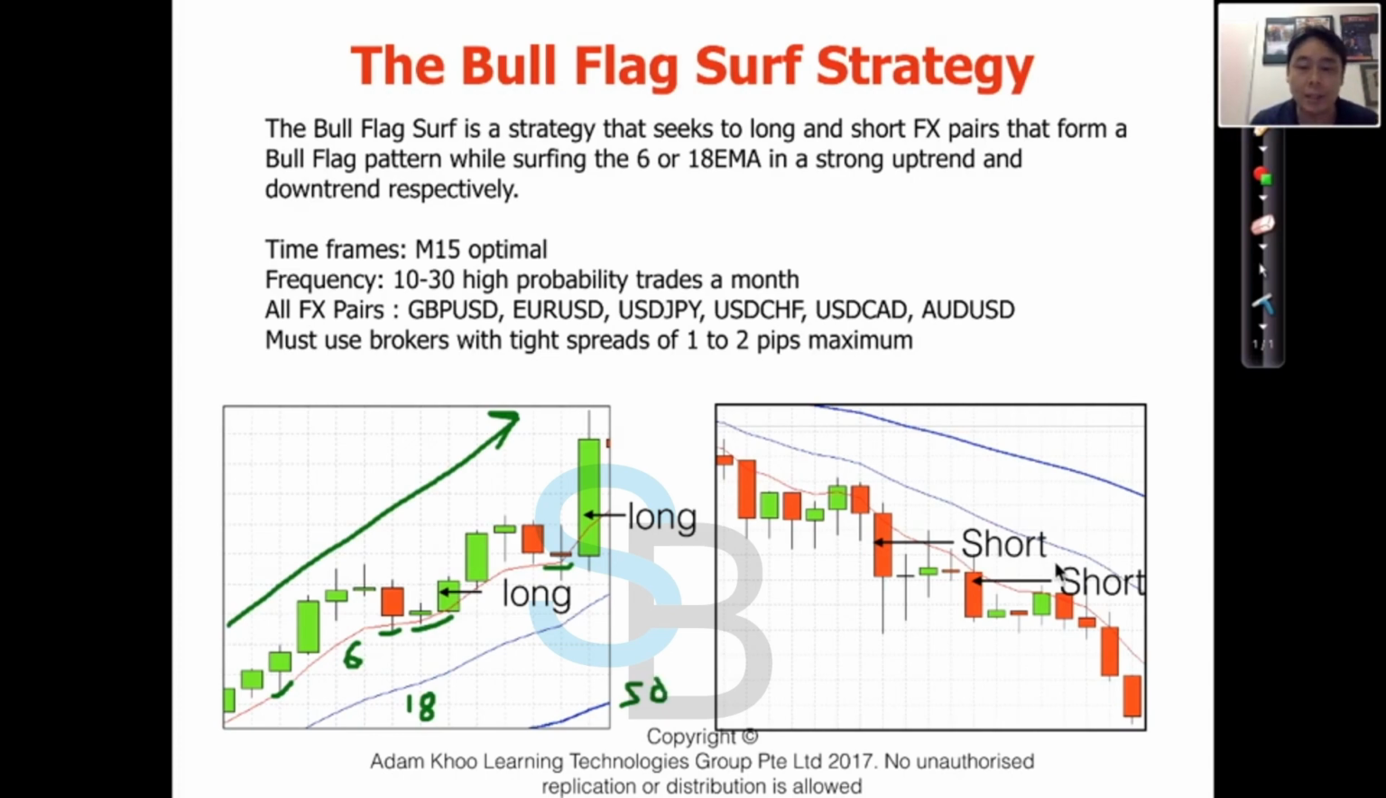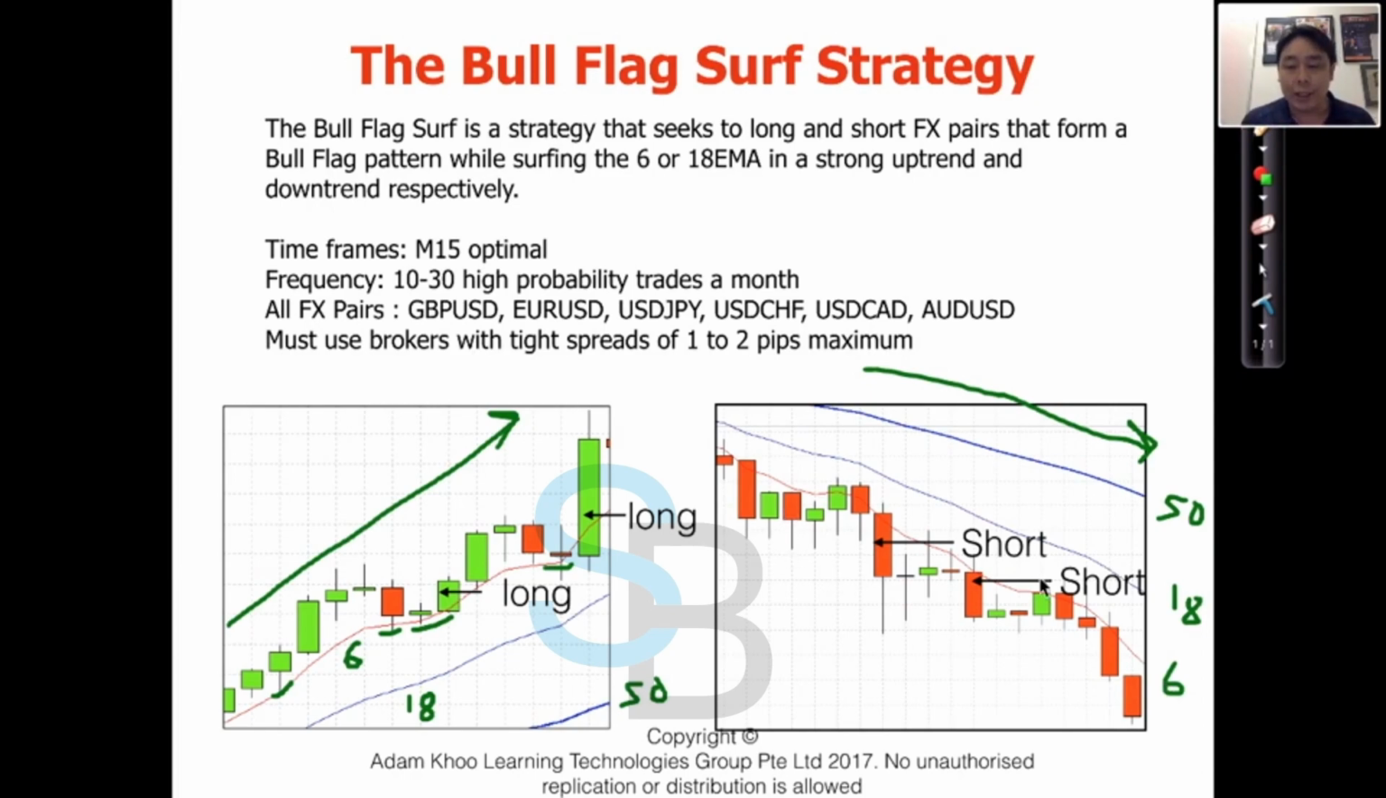Now on the right, you can see a clear downtrend. Again, on a downtrend, the moving averages are in the opposite sequence. You have the 50 moving average, which is this blue line over here, the 18 moving average, and the 6 moving average. So again, it's the biggest moving average to the smallest moving average, that sequence, and making lower highs and lower lows.